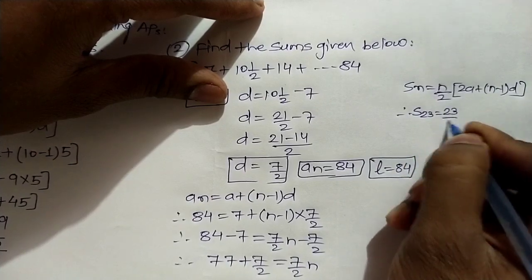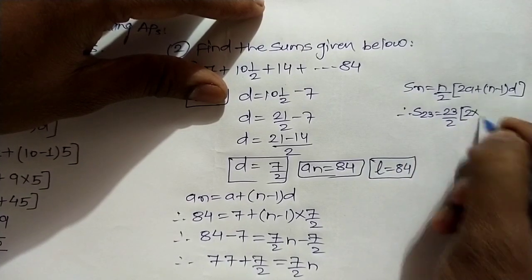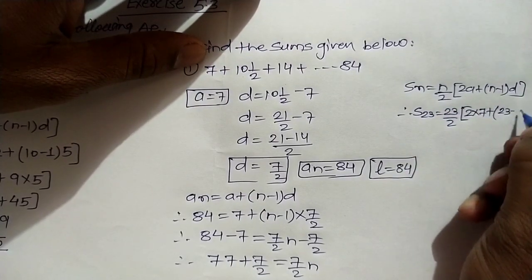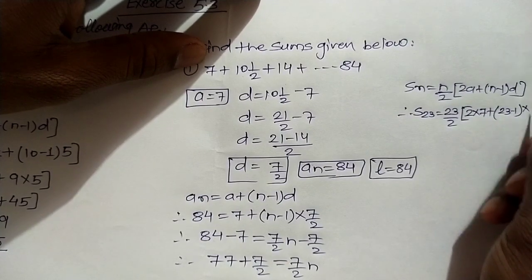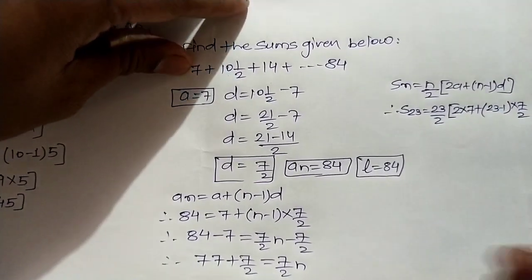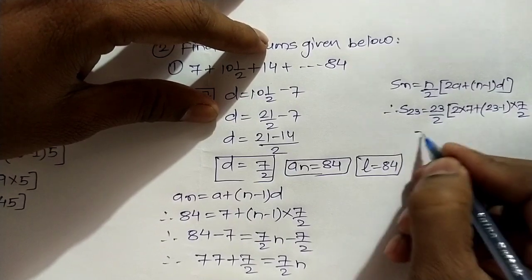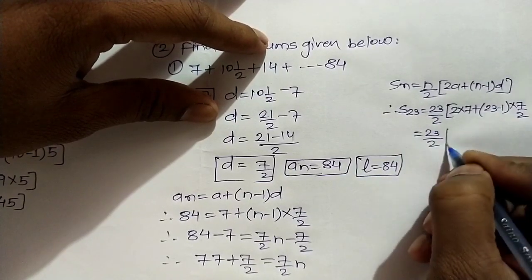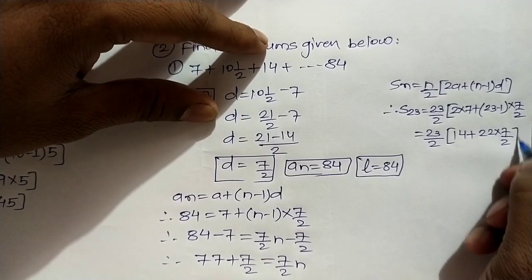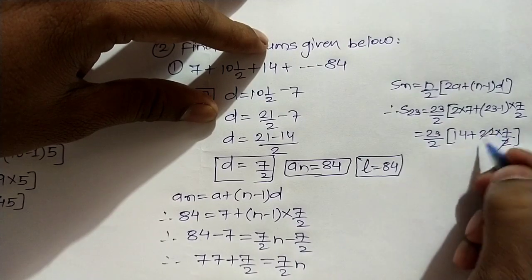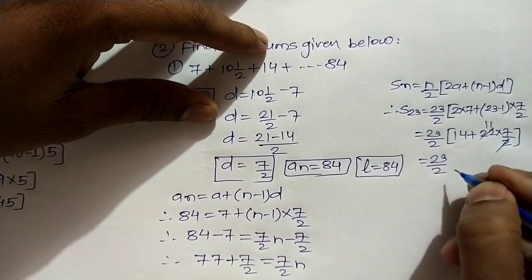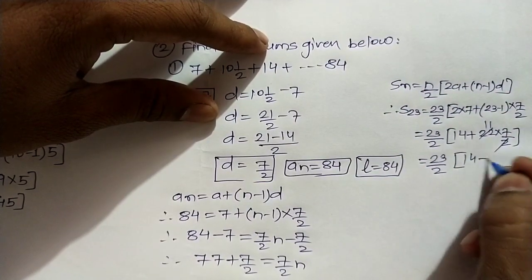Now 23 upon 2, the value of 2a, a means 7, n minus 1 means 23 minus 1 into d, d means 7, by 2. Okay students, here we can solve this equation. 23 upon 2 in the bracket 14 plus 22 into 7 upon 2. 2 elevens are 22. We can write here 23 by 2, 14 plus 77.